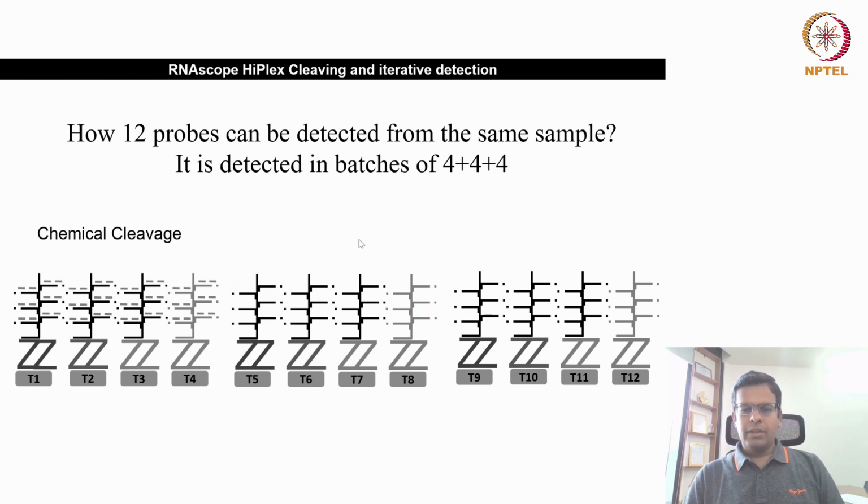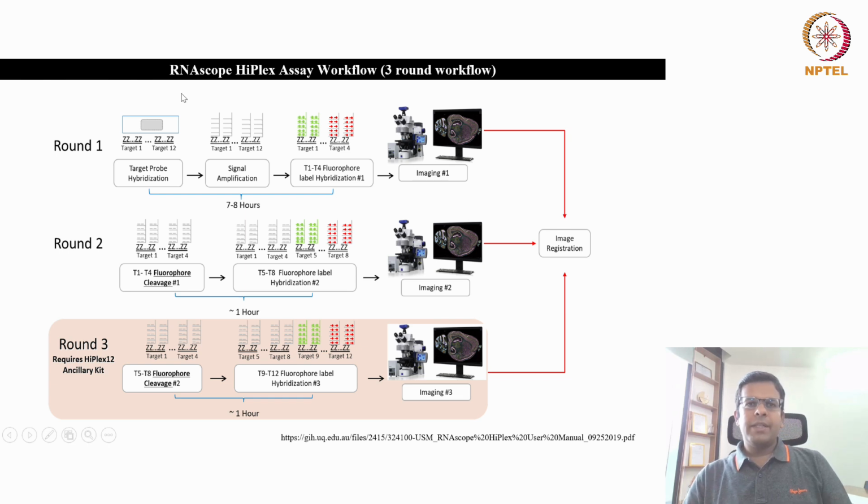So you see, this way the different color fluorescent probes will attach to these amplifiers, and you image this sample, then wash off these probes. So these probes will go away, and then you add the next batch of 4 fluorescent probes. So here is the RNAscope Hiplex assay workflow. As I mentioned, for detecting 12 mRNAs, you need to do the same experiment in 3 rounds.